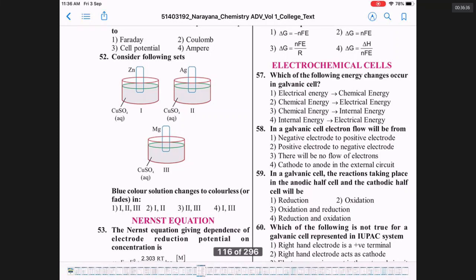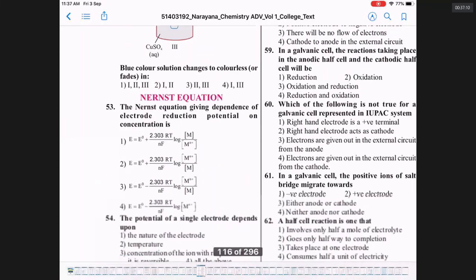Notice that zinc has an SRP of only minus 0.76. Copper electrode potential is plus 0.34. You should remember these values. Therefore, zinc has a lower reduction potential and can lose electrons to copper +2, so copper is deposited. Magnesium has a much lower SRP than copper, so again magnesium can lose electrons and copper is deposited. Silver has a higher SRP, so silver can never lose electrons to copper. Number 2 is impossible; 1 and 3 happen. Are we clear? Yes.